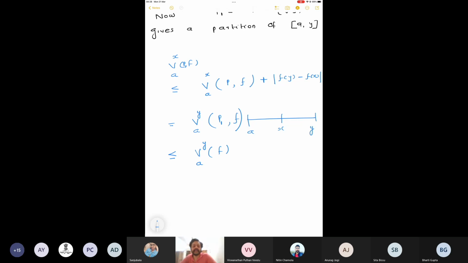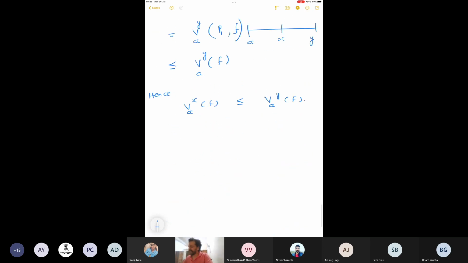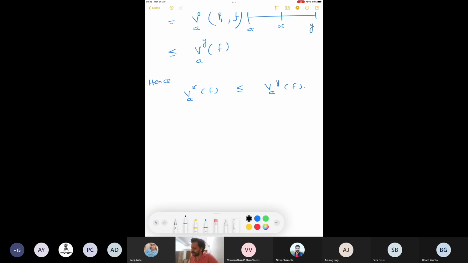So look at the left hand side. We started with an arbitrary partition, and the variation of f corresponding to partition P over [a, x] is less than or equal to the variation of f over [a, y]. This is true for each partition. Hence, the supremum V_a^x f is less than or equal to V_a^y f. And this tells you that V_a^x f as a function of x is a monotonically increasing function.